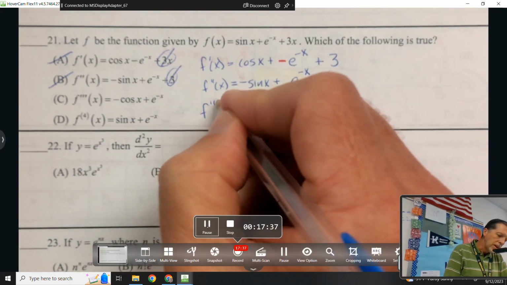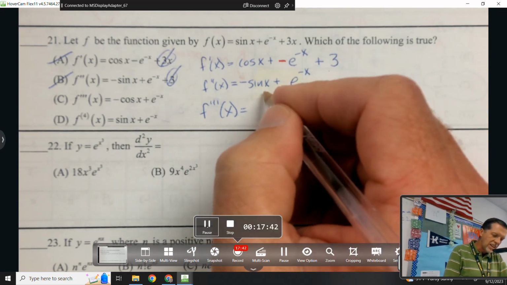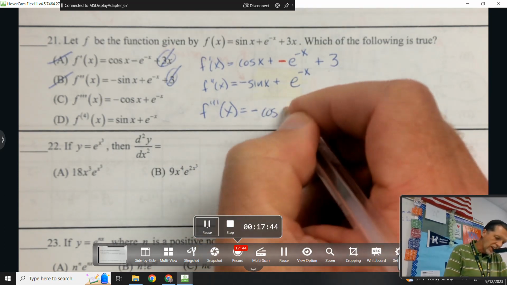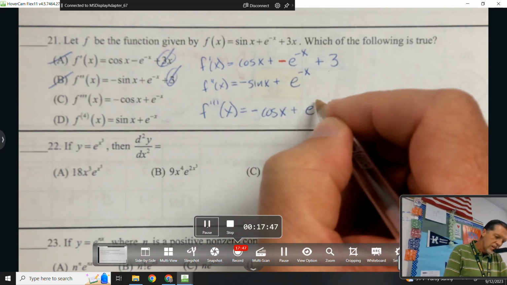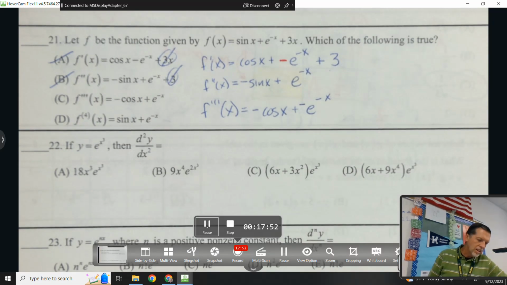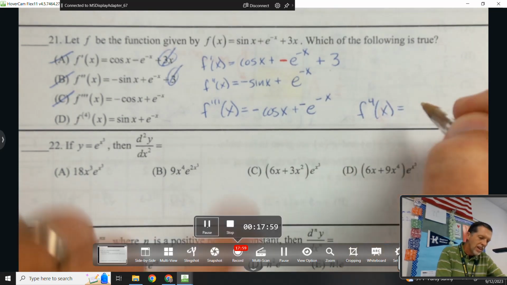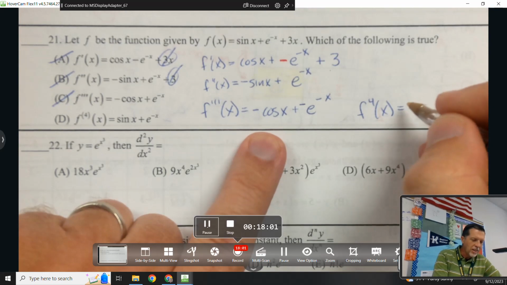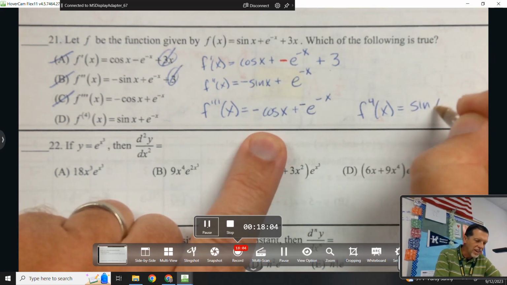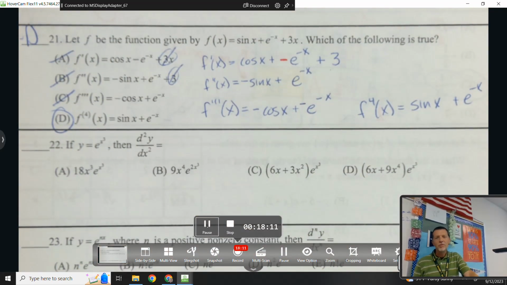Problem is rigged to make us take multiple derivatives here. Derivative of negative sine is negative cosine plus e to the negative x with a negative. So it's not C. I sure hope it's D. The fourth derivative of negative cosine would be a positive sine, and then plus e to the negative x. That was cruel. They rigged that problem to make us do 4 derivatives.